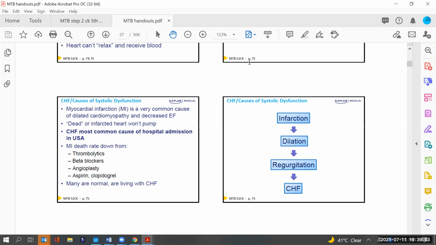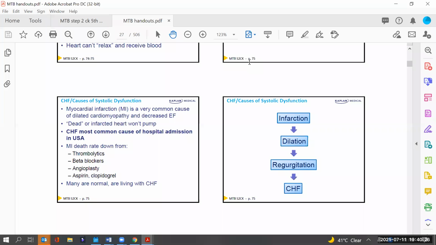We cannot say that congestive heart failure causes MI. No, MI is the basic thing that leads to congestive heart failure. This is a common mistake we usually make when we are solving MCQs. First we have to remember that myocardial infarction is the basic thing that leads to congestive heart failure. Congestive heart failure is not the one that is going to cause myocardial infarction. That's a very important thing. So myocardial infarction is a very common cause of dilated cardiomyopathy. In dilated cardiomyopathy, you will see regurgitation with the passage of time, and that leads to congestive heart failure.